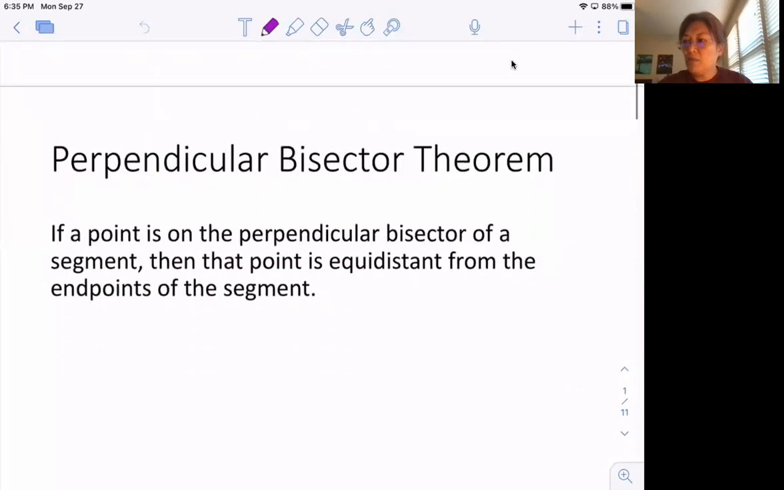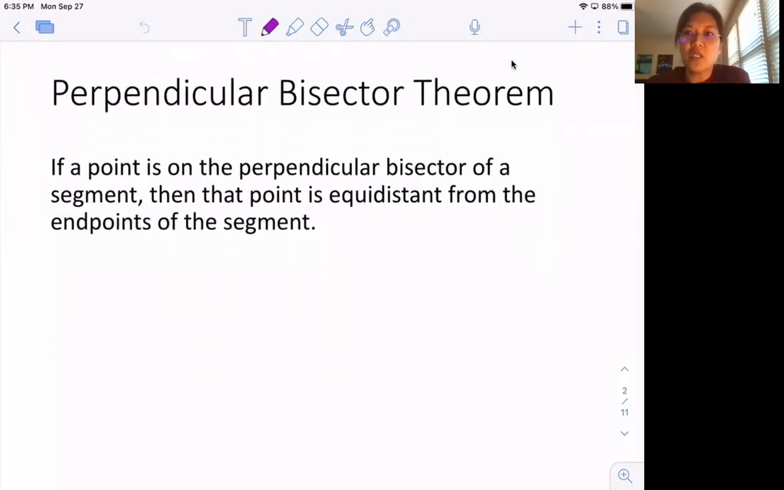So, perpendicular bisector theorem. That's the first thing that we're going to talk about. If a point is on a perpendicular bisector of a segment, right there, we've got some words that we definitely had some challenges with on the last test. First of all, a line segment is a portion of the line. It has a starting point and an ending point. That is a picture of a line segment.